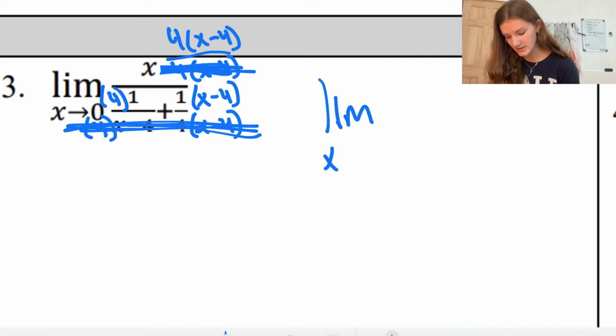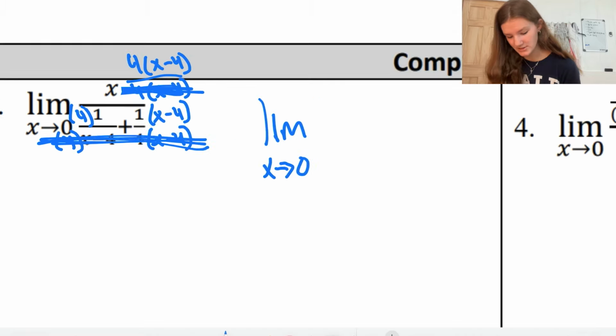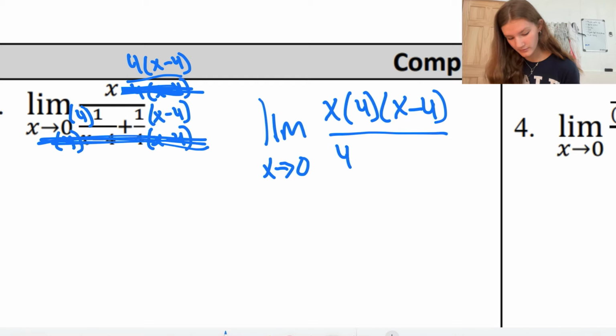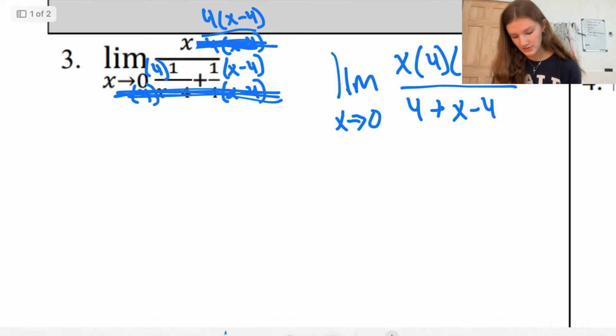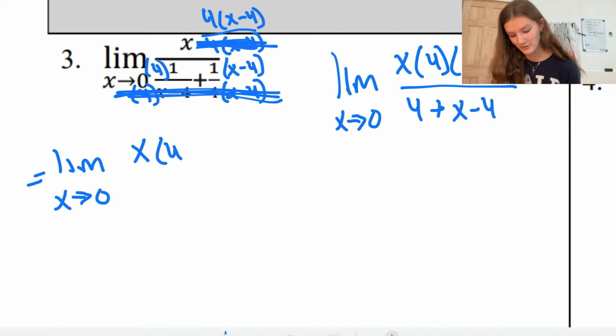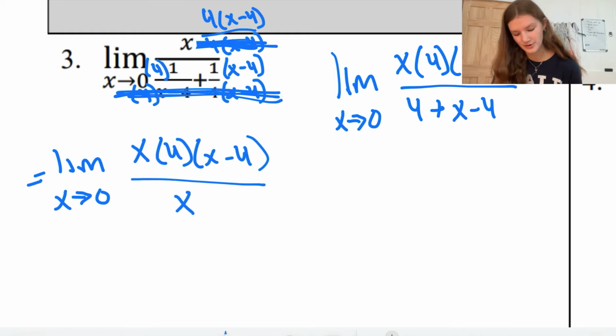So we have the limit as x approaches 0. With the bottoms canceling out, we have x times 4 times x minus 4 over 4 plus x minus 4. Okay, it's so much easier if you just think about it, keeping everything in fractional form, not distributing. So now the limit as x approaches 0 of x times 4 times x minus 4 over x, because 4 minus 4 is 0.